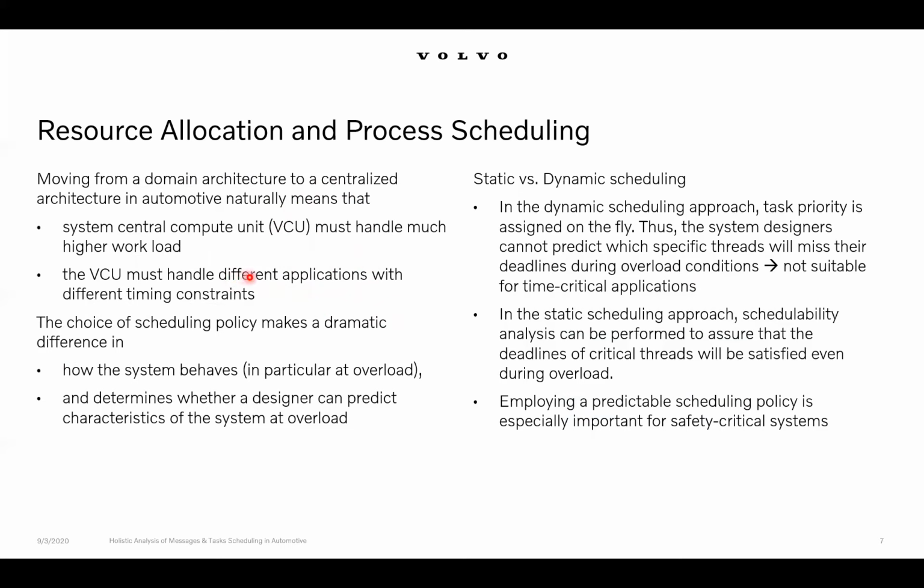So how can we do scheduling inside the VCU in such a way that those timing constraints are met? There are different factors that affect this. The most important factor is the choice of scheduling policy, especially if we want to know how the system behaves. We have to choose the correct scheduling approach. The scheduling approach can also help the system designer to determine whether the system behaves as expected when it is overloaded, or to prevent overload situations.